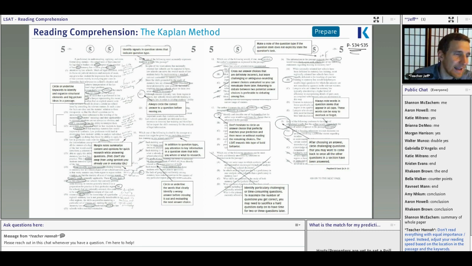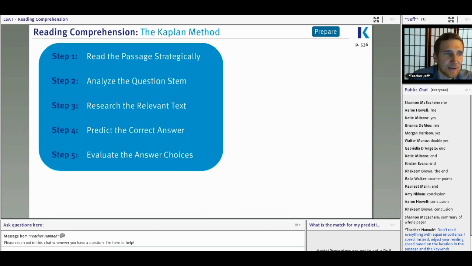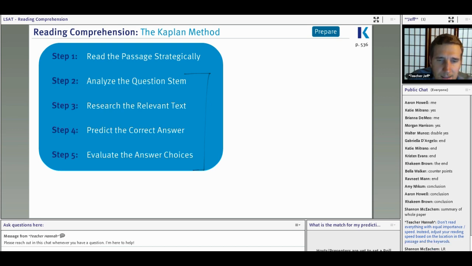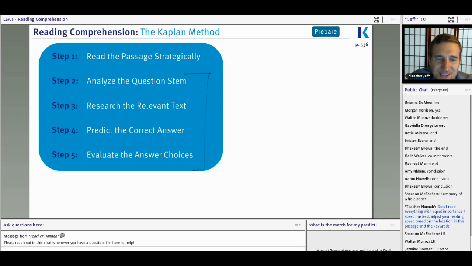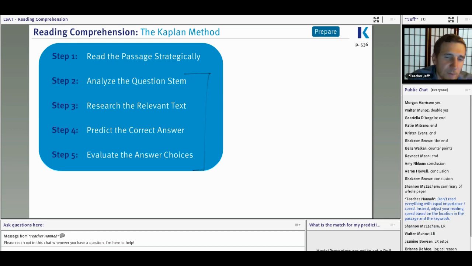All right, that was a lot of information, so let's break it down a little bit more in depth, and then actually let's start using it. So if you take a look at page 536, you will see the Kaplan method for reading comp. Now, I want you to go and take a peek at these later 4 steps. What do those remind you of? What does that sound like to you? Reading the question stem, researching, predicting, evaluating. That's logical reasoning. Exactly right. So a lot of this is going to be really, really familiar.